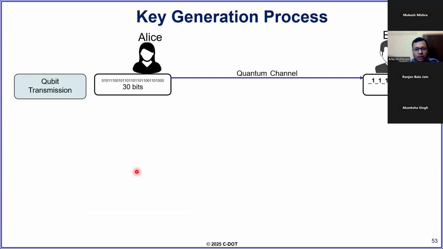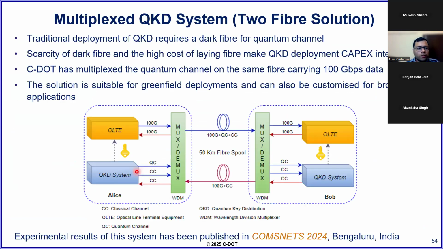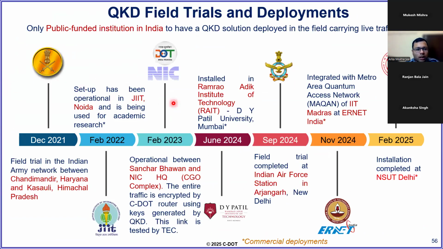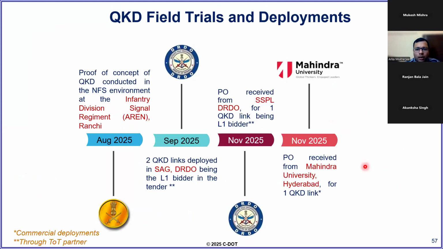We have given those systems to multiple educational institutes. One of them, the first one that took it, is JIIT Noida, Jaypee Institute of Information Technology. They took it long back in February 2022, and they are still using it. They have published some papers using this system also. Later on, we gave it to a university called DY Patil University in Mumbai in 2024, and then we gave it to ARNET, in Chennai. Then we have installed it in NSUT Delhi, and we have recently got an order from Mahindra University Hyderabad.